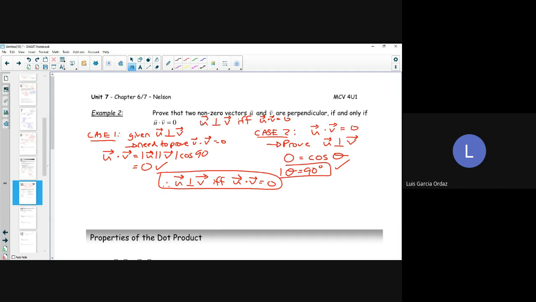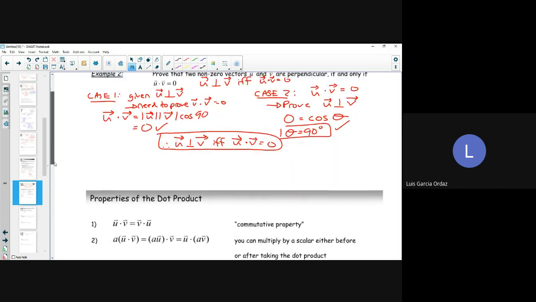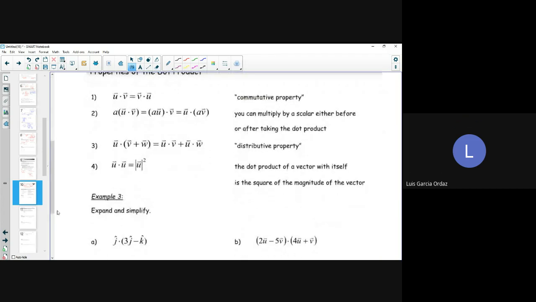Now, there are properties of the dot product, and they're very similar to basic algebra. I have the commutative property: the dot product of u and v is the same thing as the dot product of v and u. Also, a times the dot product of u and v is equal to a u dot v, or u dot a v. Now we have the distributive property, which states that u dot (v plus w) is the same thing as u dot v plus u dot w. And the last one: u dot u gives me the magnitude of u squared.